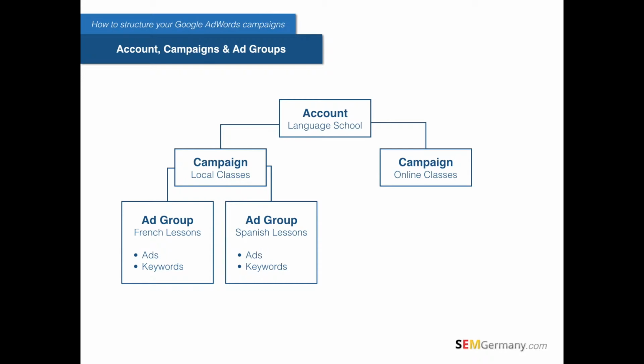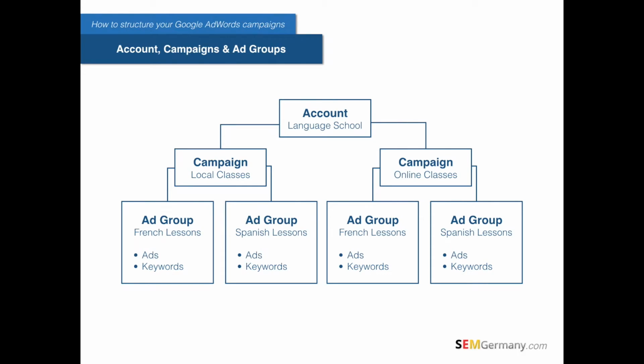For your online classes campaign, you also set up ad groups, one for French lessons and one for Spanish lessons. But in this case, remember that you will reach a much wider national or international target audience. So when someone from that audience searches for Spanish lessons, you could show them an ad that says, for example, learn Spanish online from your home or office. And this way also people from other parts of the world see ads coming from you that are relevant to what they were searching for.